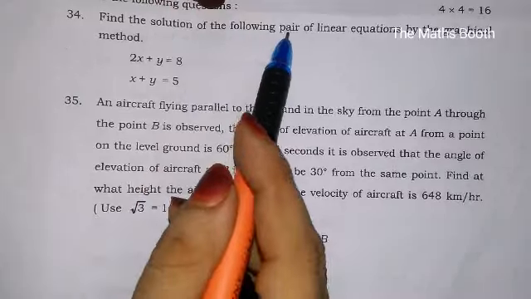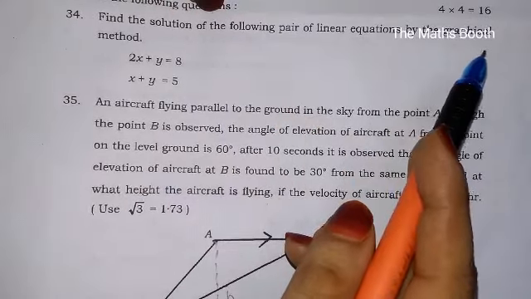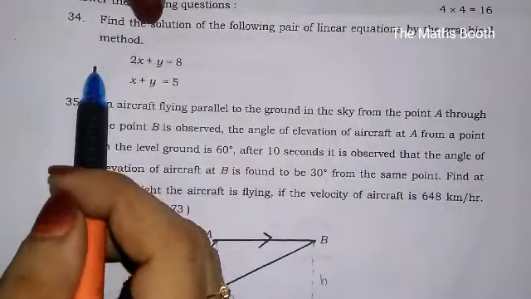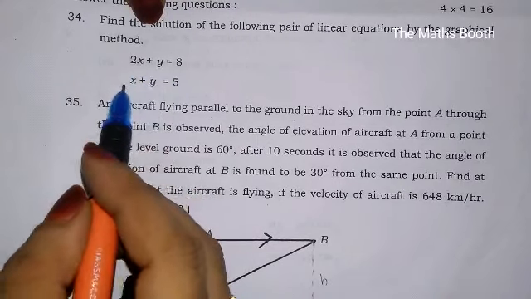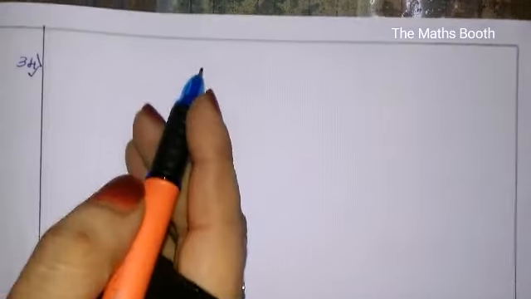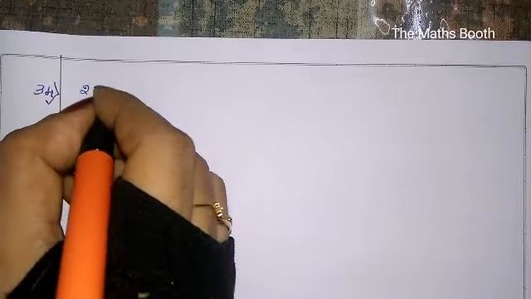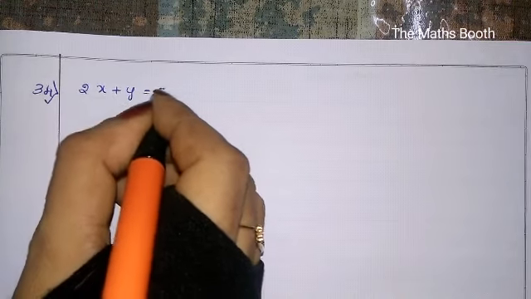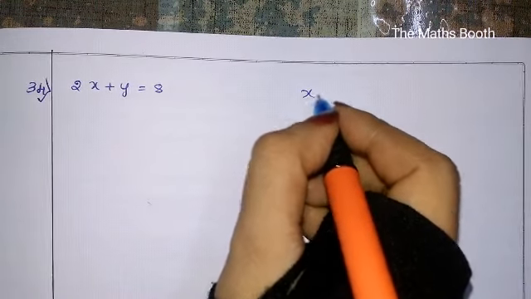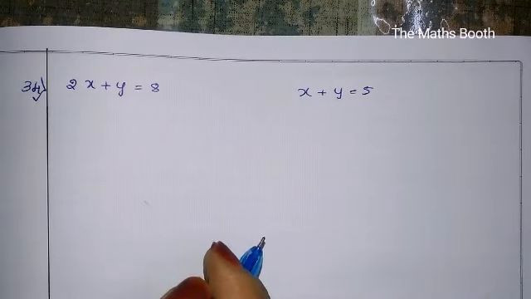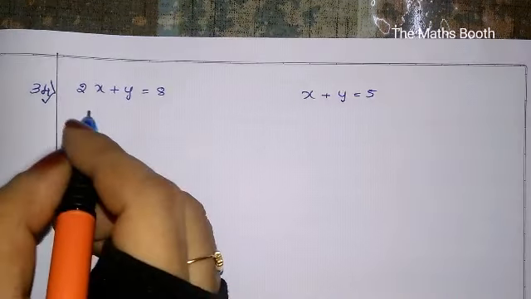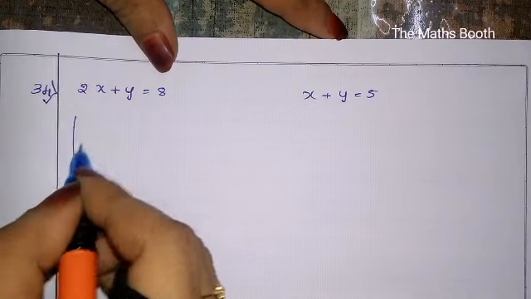Find the solution of the following pair of linear equations by graphical method. The equations are 2x + y = 8 and x + y = 5. Let me write the questions: 2x + y = 8 and x + y = 5. Here we have to draw the table and find the values.